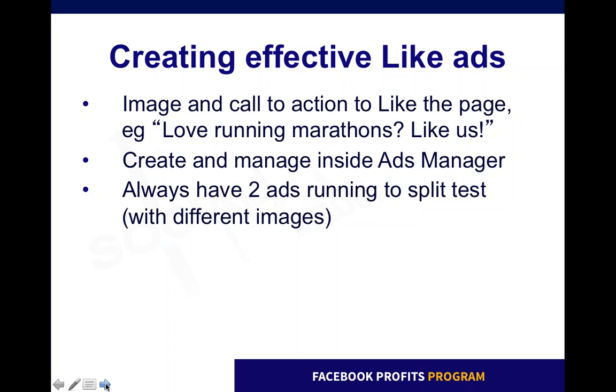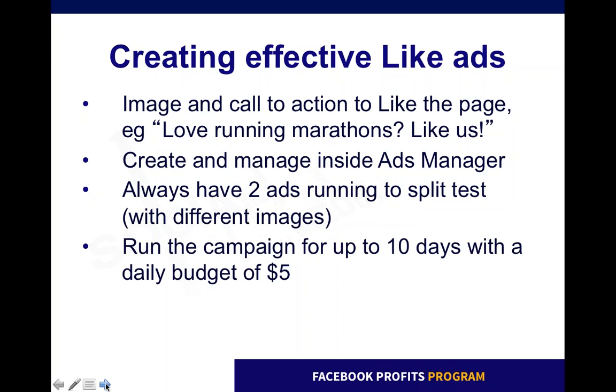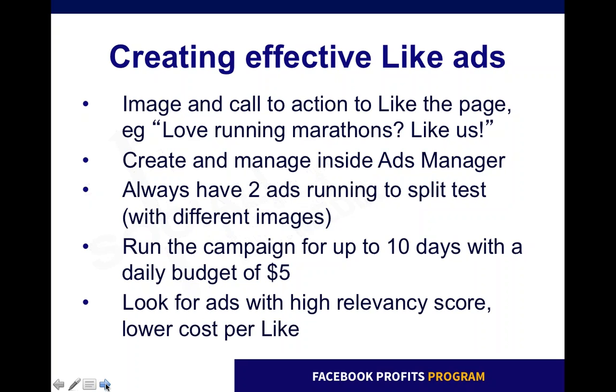Now, in the initial stages, I'm going to run that campaign for up to 10 days, and I'm going to have a daily budget of $5 per split test. So effectively, that'll be $10 a day for 10 days to get the best ad. What we're looking for is ads that have a high relevancy score. Facebook gives you a score out of 10 for your ads. If it's 10 out of 10, it means it's highly relevant, so you're doing good, Facebook will reward you. If it's a low one, 1 out of 10 or 2 out of 10, not so good, your cost per like will be a little bit higher. Facebook will reward you for doing good.